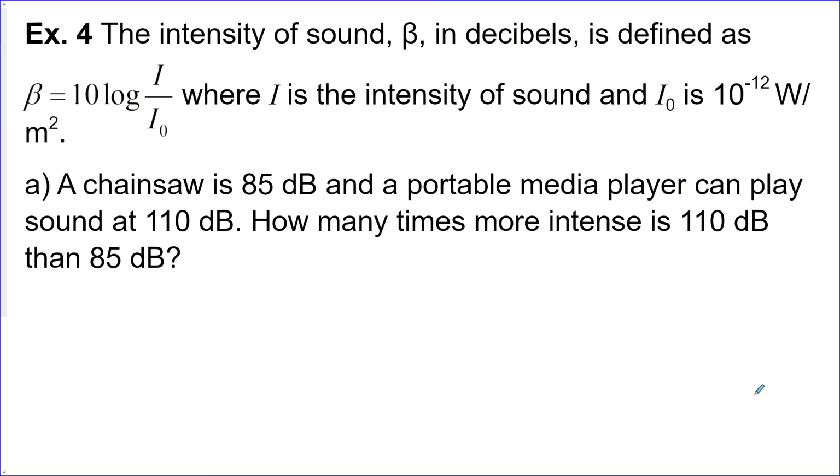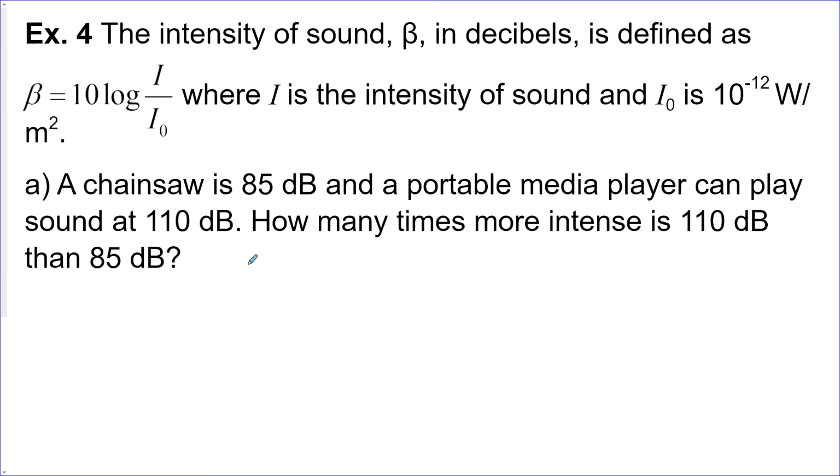The intensity of sound in decibels is defined as decibels equal to 10 times log base 10 of the intensity of the sound divided by I naught, which is 10 to the power of -12 watts per square meter. A chainsaw is 85 decibels, and a portable media player can play sound at 110 decibels. How many times more intense is 110 than 85 decibels?